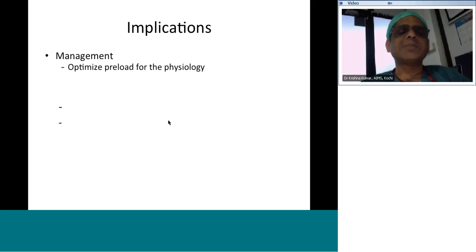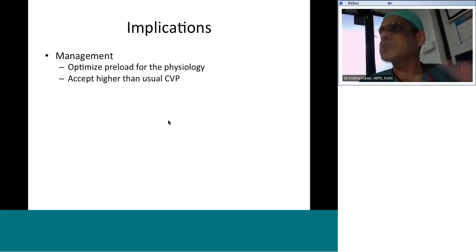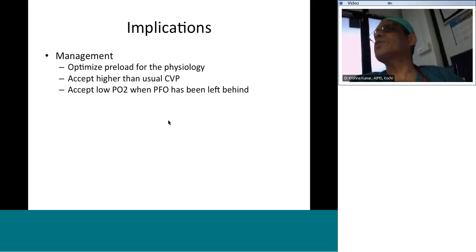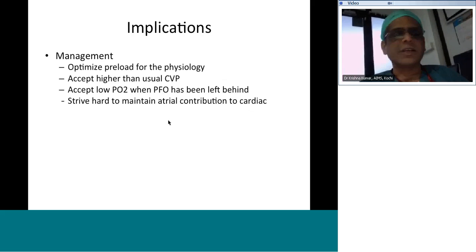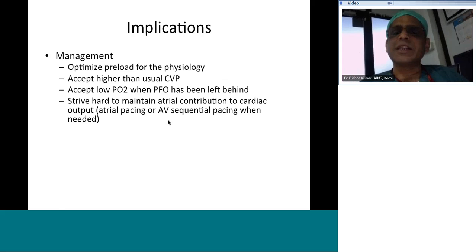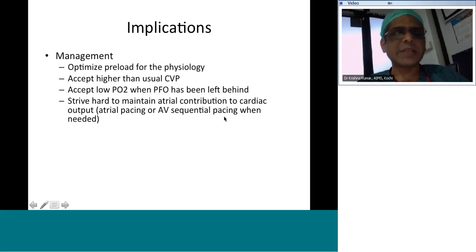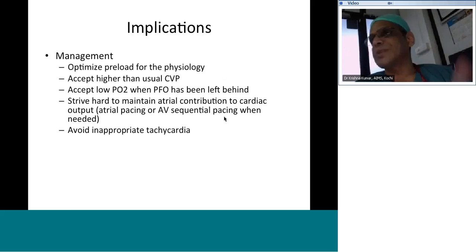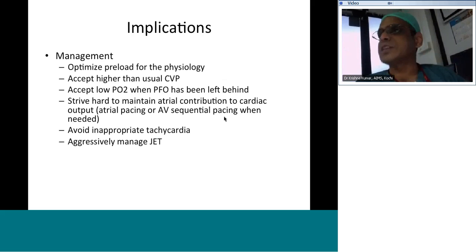Management: optimize preload, accept higher than usual CVP because there is restrictive physiology, and that's more important than pushing up inotropes. Accept low PO2 when a PFO is left behind. You can even extubate with a PO2 of 60. That's fine. And strive hard to maintain the atrial contribution to cardiac output. So atrial pacing or AV sequential pacing when needed is very important. Avoid inappropriate tachycardia because your diastolic filling has to be better. Aggressively manage JET, and we know about that.